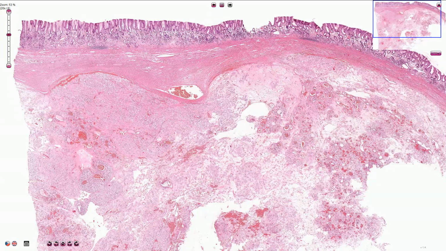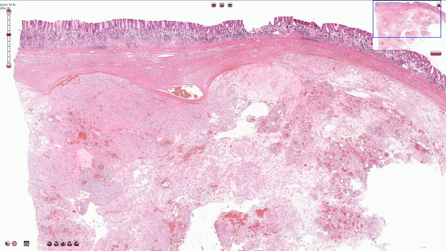This is the case of gastrointestinal stromal tumor in the wall of the stomach. Here we have the mucosa of the stomach. This is the submucosa. And here we have the well-circumscribed tumor, which typically involves the muscularis propria of the stomach.